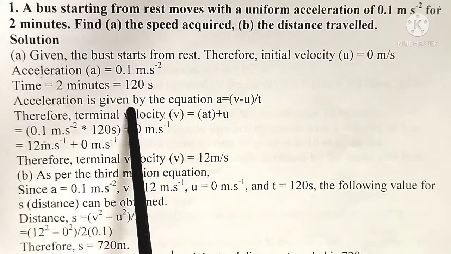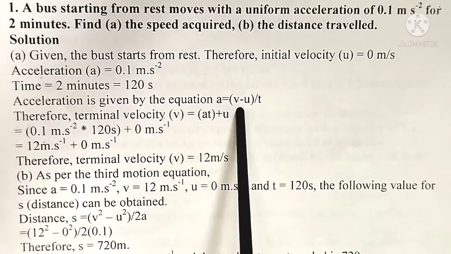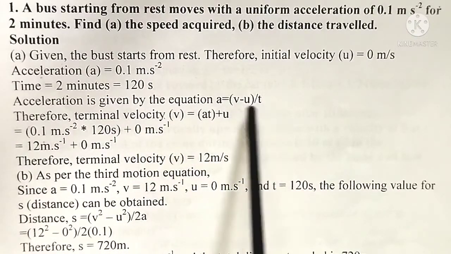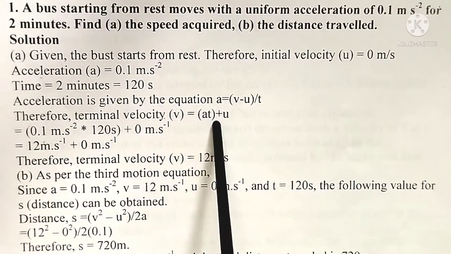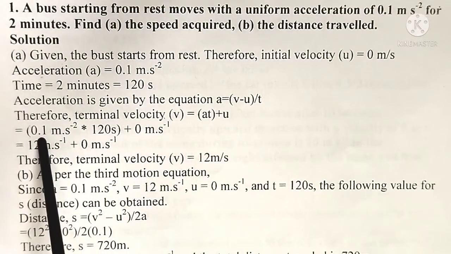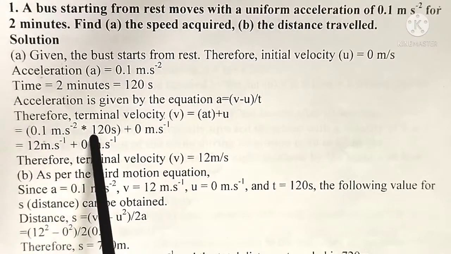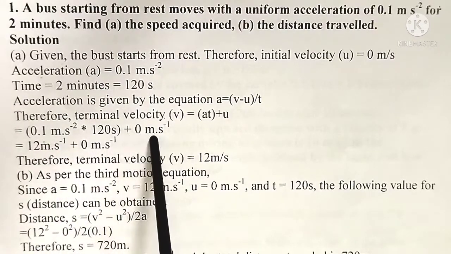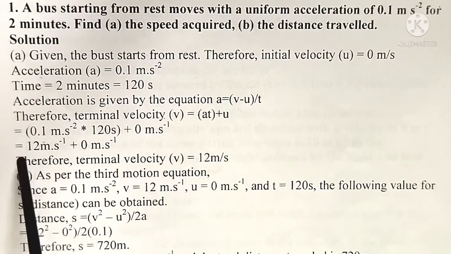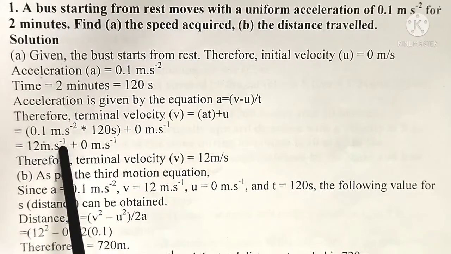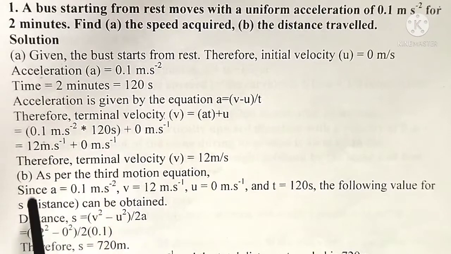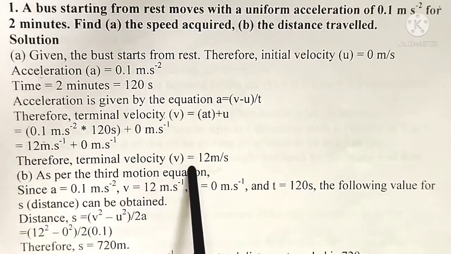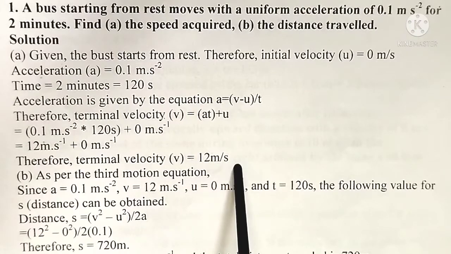Acceleration is given by the equation a is equal to v minus u divided by t. Therefore, terminal velocity v is equal to at plus u, which is equal to 0.1 meter per second square into 120 second plus 0.0 meter per second, that is equal to 12 meter per second. Therefore, terminal velocity v is equal to 12 meter per second.